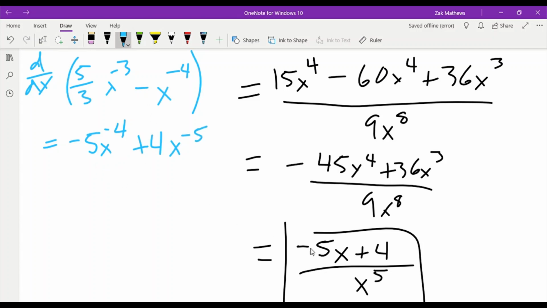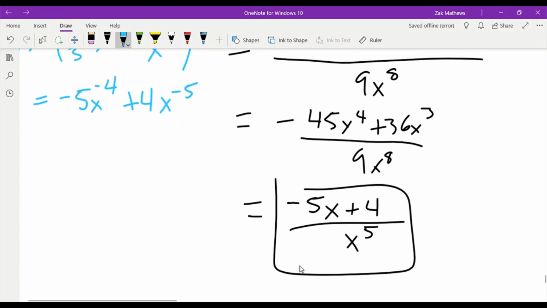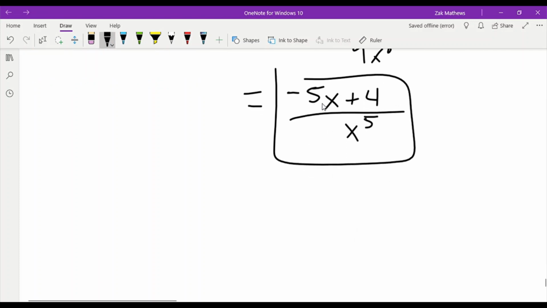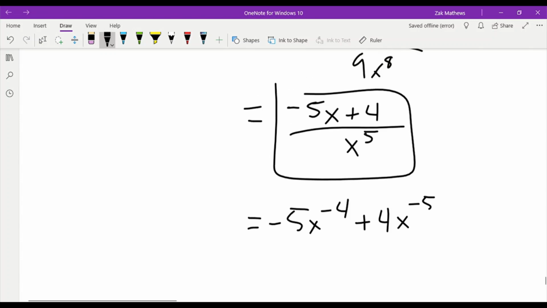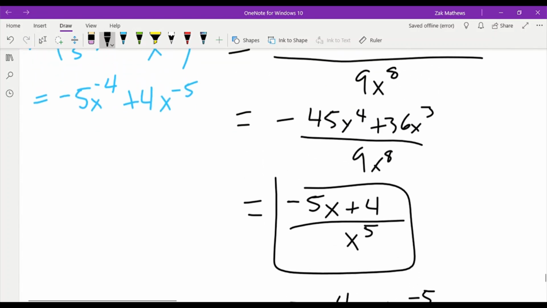Now, if we look at this compared to what we had a second ago, these aren't the same, but they are. So if we want to see how they are the same, I can just break this up into those two fractions. So if I were to take this negative 5x and divide by x to the fifth, that becomes negative 5x to the negative 4, because x over x to the fifth becomes 5 over x to the fourth, comes up to the numerator using the negative exponent. And then 4 over x to the fifth, we can write that as 4 times x to the negative 5. Notice they are, in fact, the same thing.